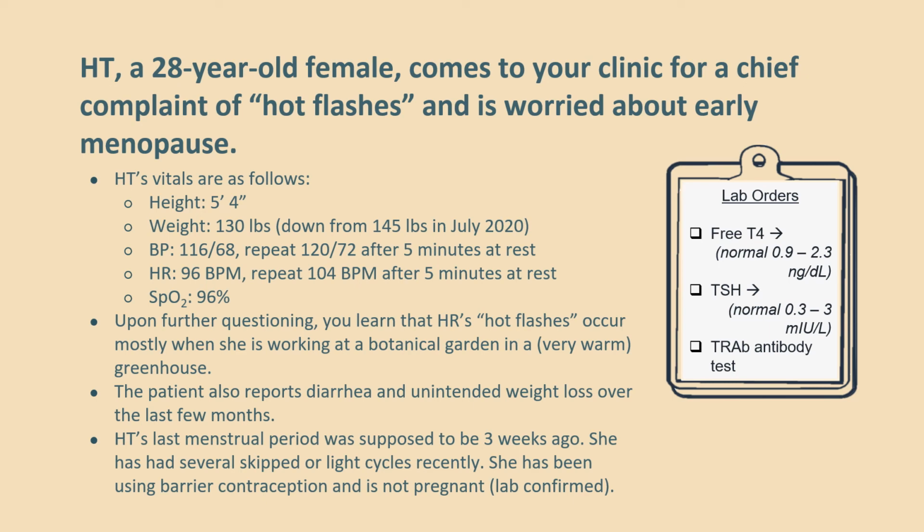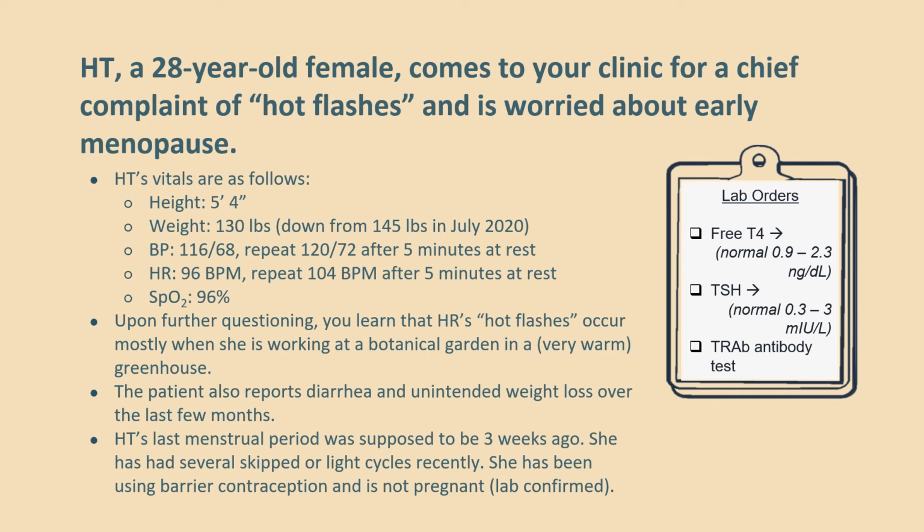Her blood pressure is normal, her heart rate is high, and you learn that the patient's hot flashes occur mostly when she's working in a really warm environment in a greenhouse. She also reports diarrhea and unattended weight loss, and her last menstrual period was supposed to be 3 weeks ago, but it didn't happen, and she's had several skipped or light cycles recently. She has been using barrier contraception, is not pregnant, so we don't have to worry about that.